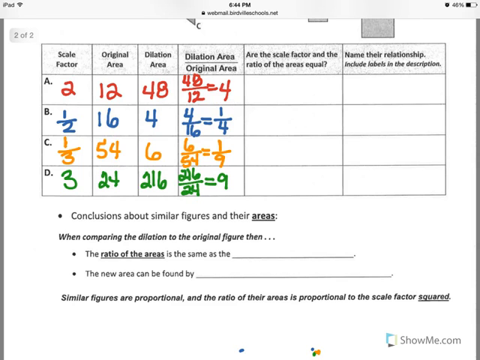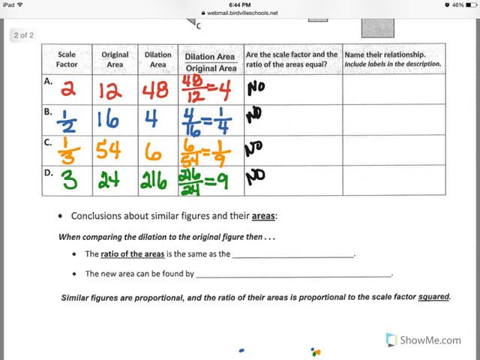So in the next column, we're being asked, are the scale factors the same? Are they equal? Well, if you look at it, no, they're not. They are two different things. When you compare the original scale factor to the area ratios, they are not the same. So no, they are not the same. But let's talk about them, okay? So let's look at them.